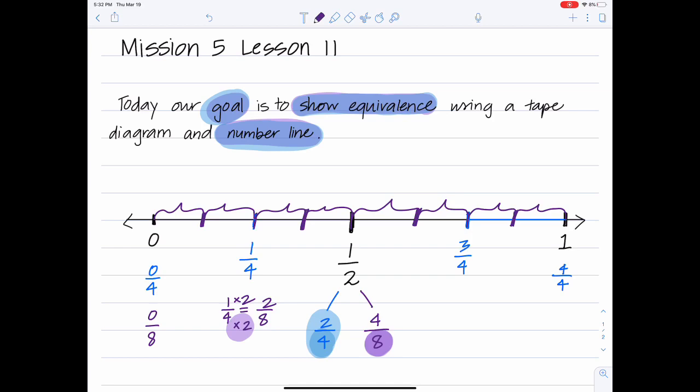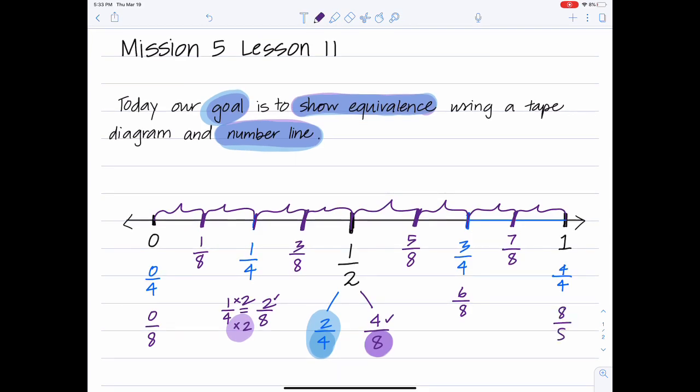So 0/8, and then we have 1/8, then 2/8, 3/8, 4/8, 5/8. So just going up by 1/8 each time. 6/8, 7/8, and 8/8, or a whole. So we divided this whole part into 8 equal parts.